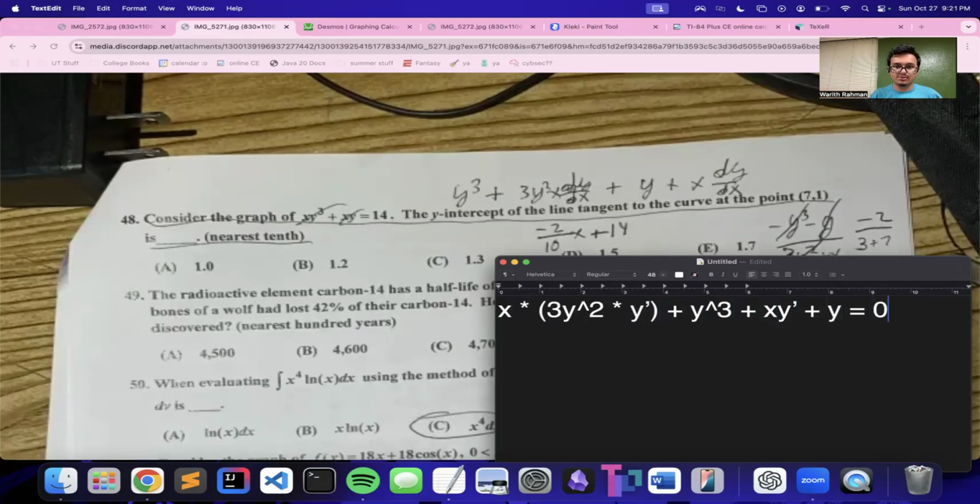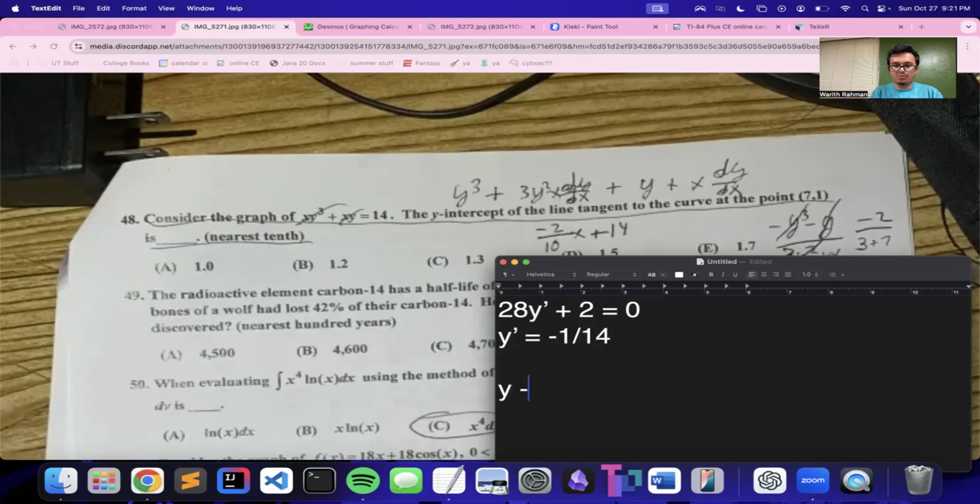We want to figure out the y-intercept of the line tangent to the curve at the point 7, 1. So we plug in a 1 here, a 1 here, a 7 here, and a 1 here. So we get 21y prime plus 28. And then we get this, so that means y prime is equal to negative 1 over 14.